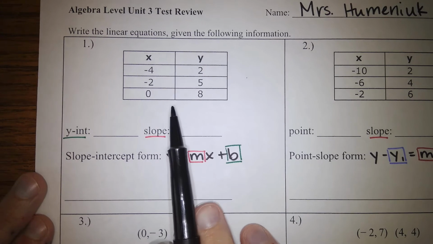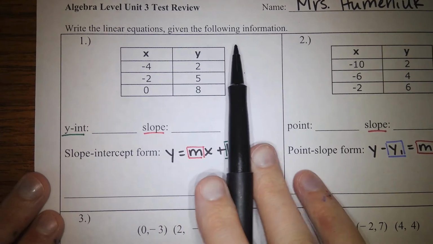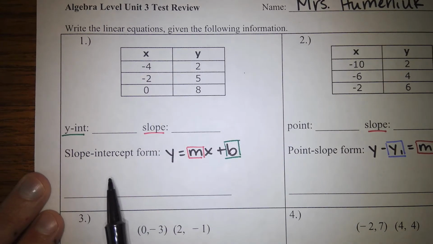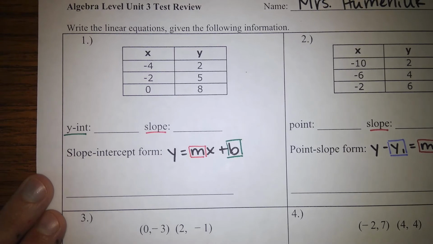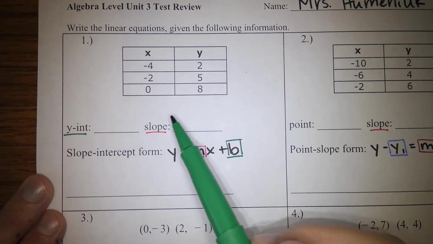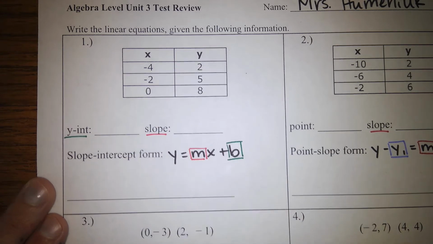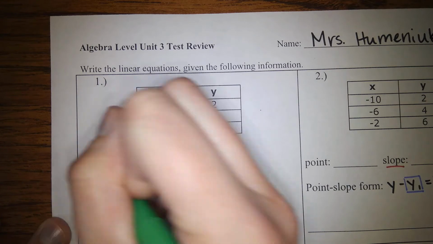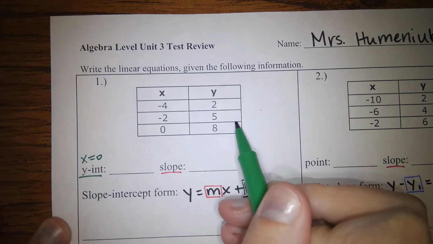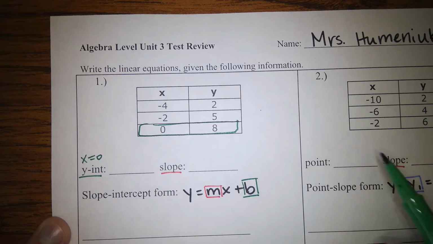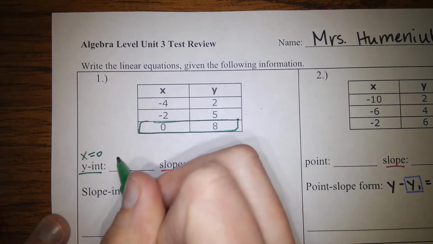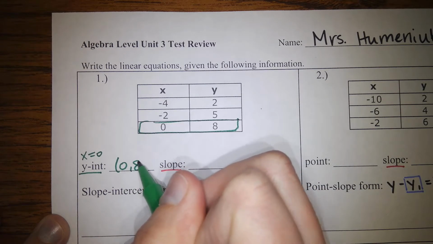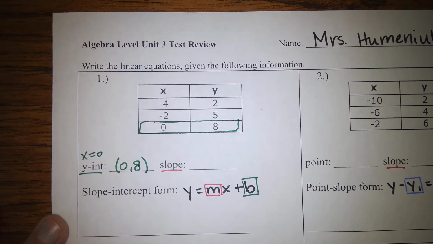So in a problem like this, we want to write our linear equation given the following information. On number 1, we want to write it in slope-intercept form. So we need to find our y-intercept, and we need to find our slope. Well, our y-intercept is when x is equal to 0. So we look on our table, and we see that that's right here at (0, 8).